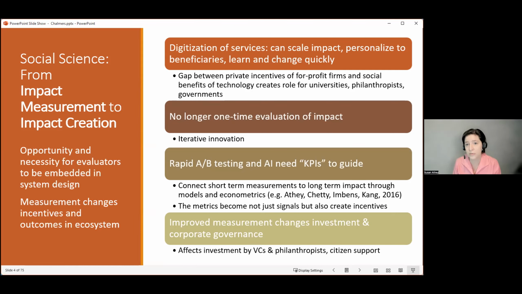We are digitizing services, and digital services can scale, they can be personalized, and they can be targeted. That's a really huge opportunity. It's also the case that sitting in universities, we can actually build them. With a few people working for a year, you can build something that could scale potentially to millions of people. So that's also a really exciting opportunity.